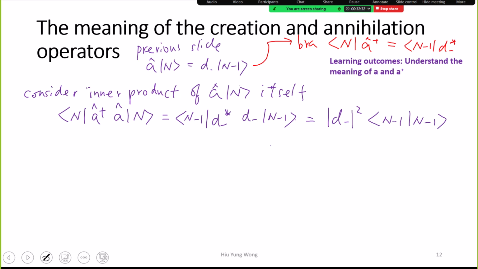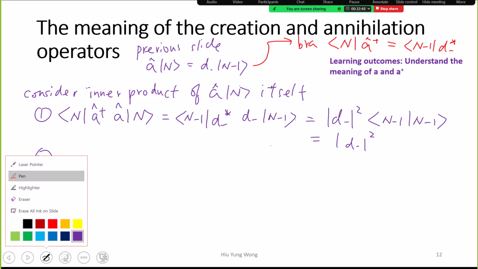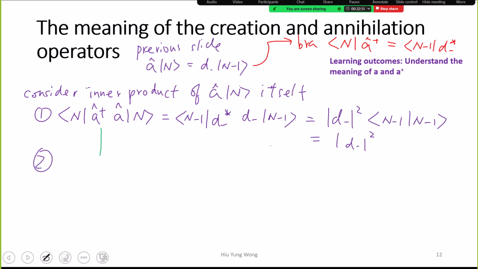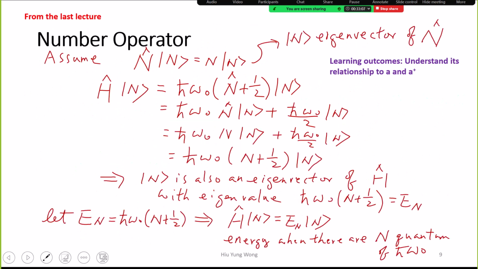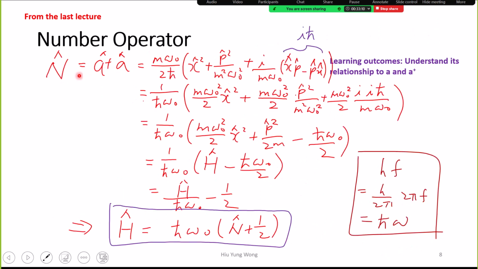Now, of course, we already know this n must be normalized, right? So this is just equal to D minus square. That's the first thing, right? So this is 1. Now, second, this guy is just equal to n hat n. Why is this equal to this one? Because A dagger A is n, as we defined earlier. A dagger A equals n, right?